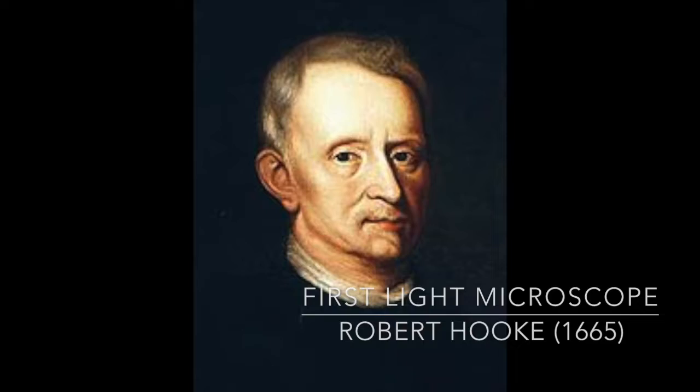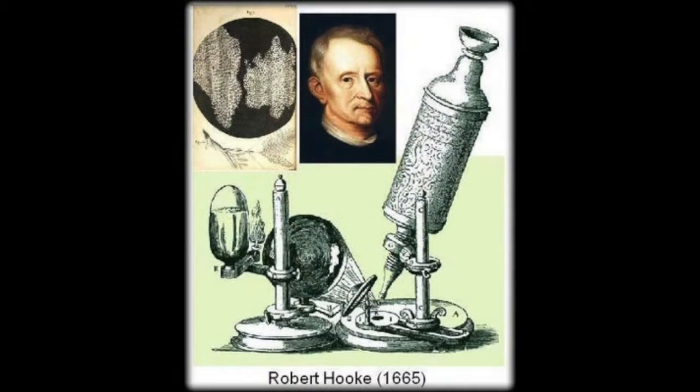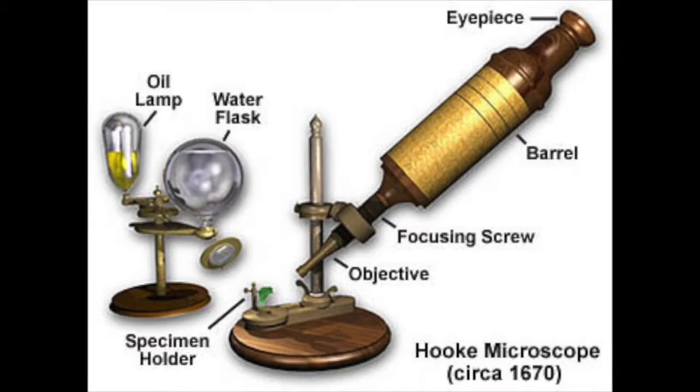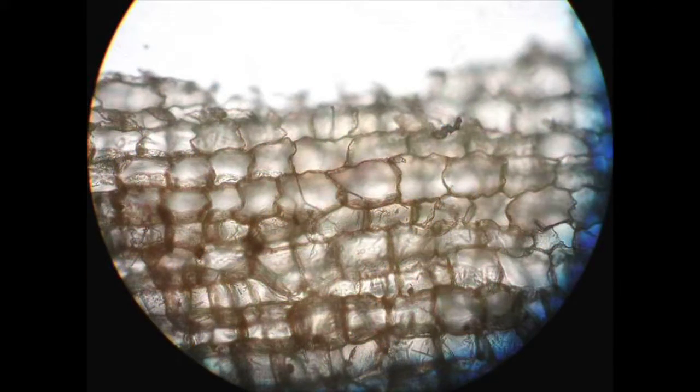In 1665, Robert Hooke, a natural philosopher, designed and constructed the first light compound microscope, consisting of two converging lens systems, the objective and eyepiece. He used this microscope to observe cork, and as he saw the building blocks that made up the dead plant material, he discovered and named the cell.